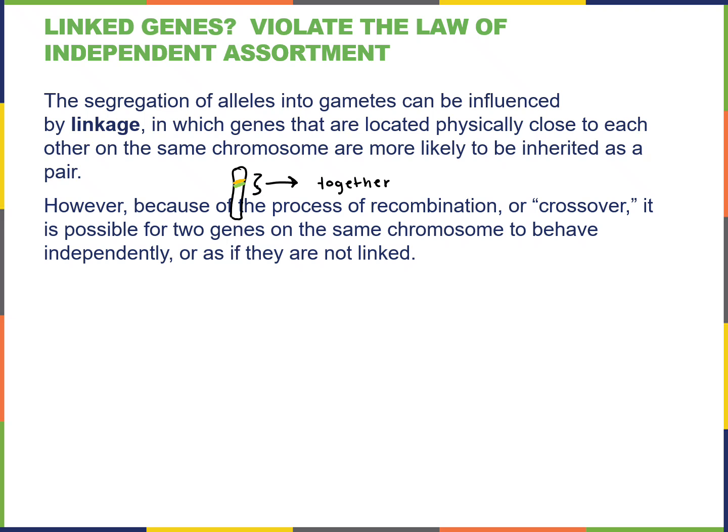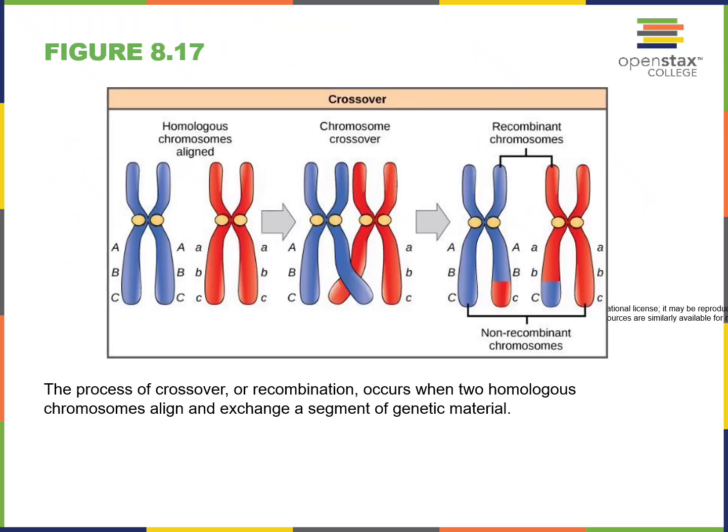But the process of recombination and crossing over means that it is possible to have two genes on the same chromosome behave independently, as if they were not linked. So it's possible, but a lot of the time, the closer they are physically to one another, the more likely they will be inherited as a pair. Okay? So in this process of crossing over, which we talked about a little bit in meiosis and mitosis, you get some recombinant chromosomes.